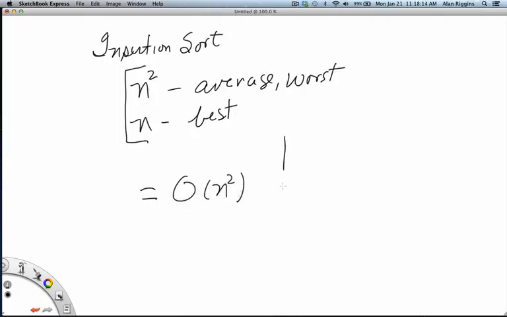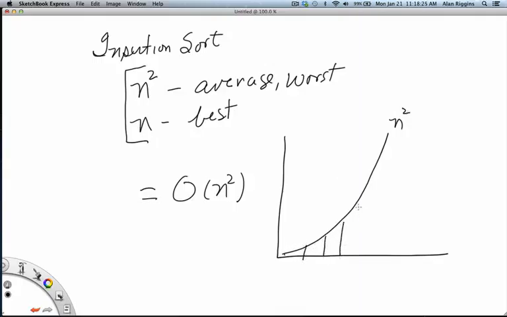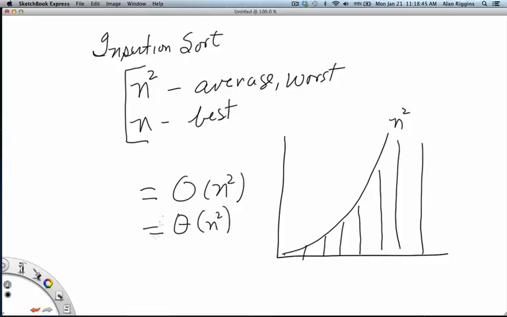What this means is it could be as bad as n squared. It might be better, but it won't be worse. The worst case is n squared, but it might be down here somewhere. Now, it would be incorrect to say this algorithm is equal to theta of n squared. This is not true because it's not exactly n squared. It might be faster. In the case of an already sorted array, it is faster.